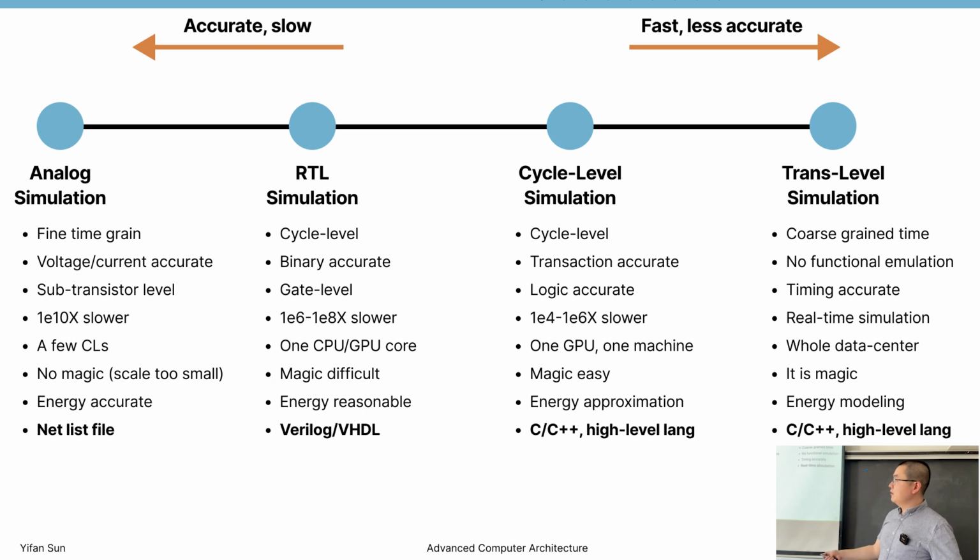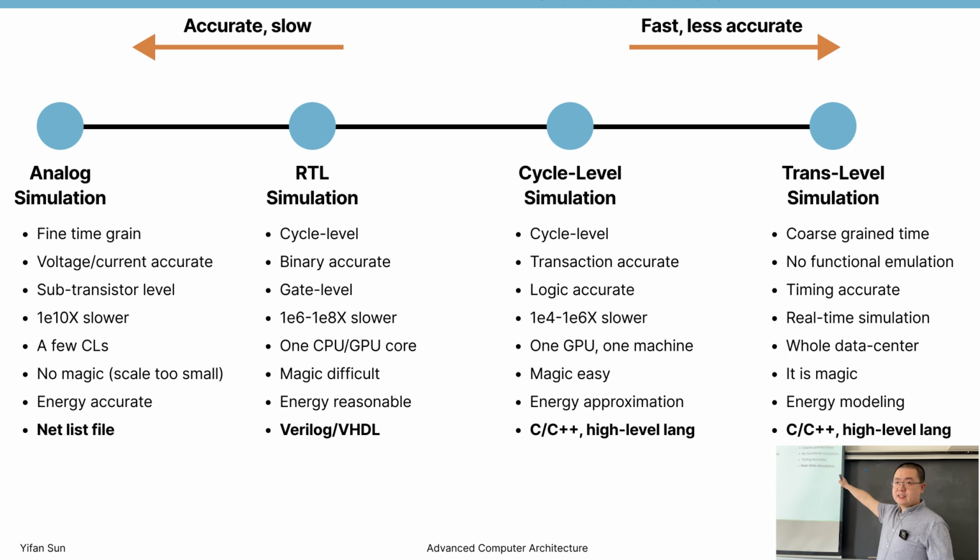Okay, then RTL level simulation can be 10 to the power 6 to 10 to the power 8. And this one is 10 to the power of 4 to 10 to the power of 6. In general, when we do GPU simulation for a full, large-scale GPU, my personal experience is that if you want to simulate 1 second of real GPU execution, it typically takes a day or more. Okay, so that's a big difference.